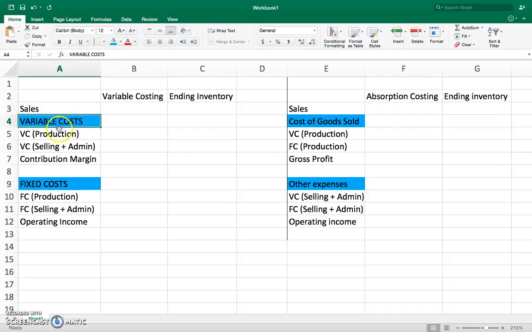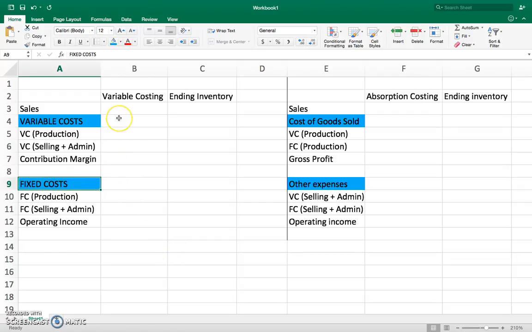So when it comes to variable costing, you deduct your variable costs first, be it production or selling and admin. So you put those down and then you arrive at your contribution margin. Remember guys, that's in our first series of videos on chapter number 3, where we discuss contribution margin in detail. And then you move on to your fixed costs, you list them down, and you arrive at your operating income.